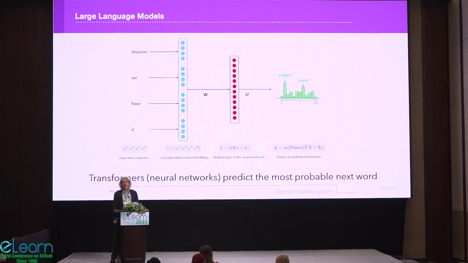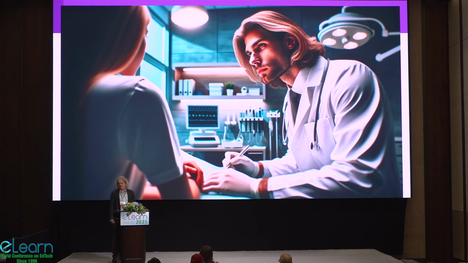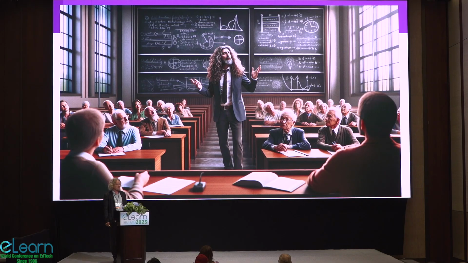Why does all of this matter? Because anybody who has dealt with probabilities realizes probabilities can work out for you or they cannot work out for you. So in the end, when I give DALL-E a prompt that says a doctor with long blonde hair treating a patient, for a moment think about what that could be. We get this. These are older ones. I think this has now been improved, but we see clear bias in that. A professor with long curly hair giving a lecture to older educators. I get this. Well, you see a clear bias in here.